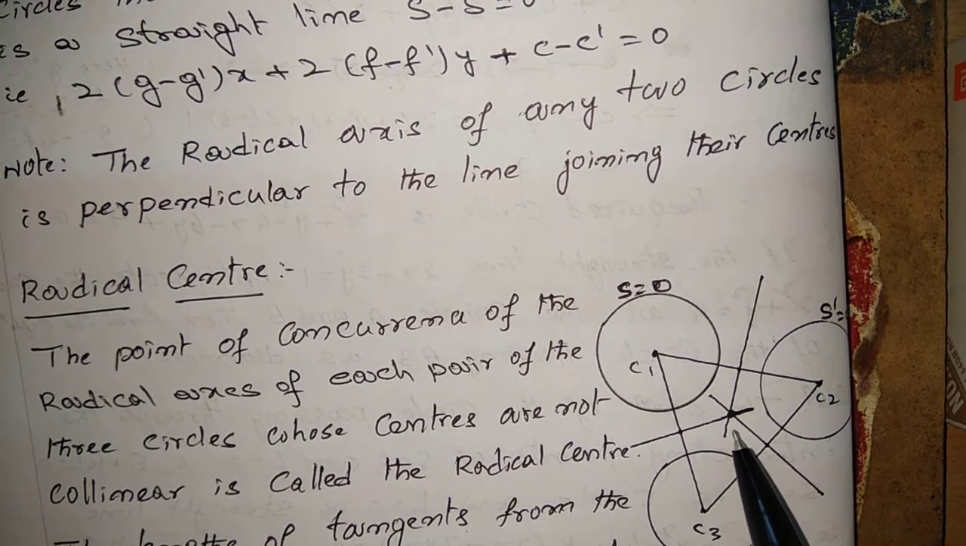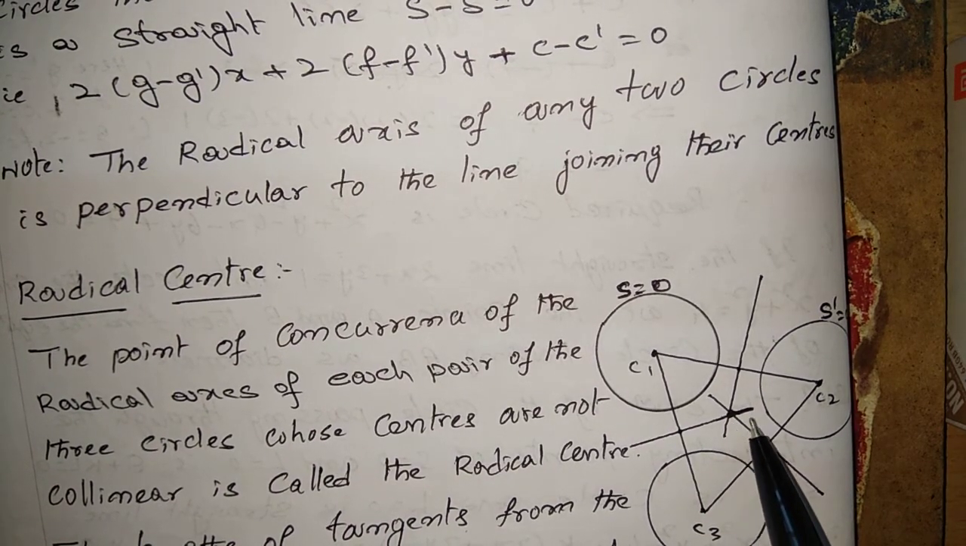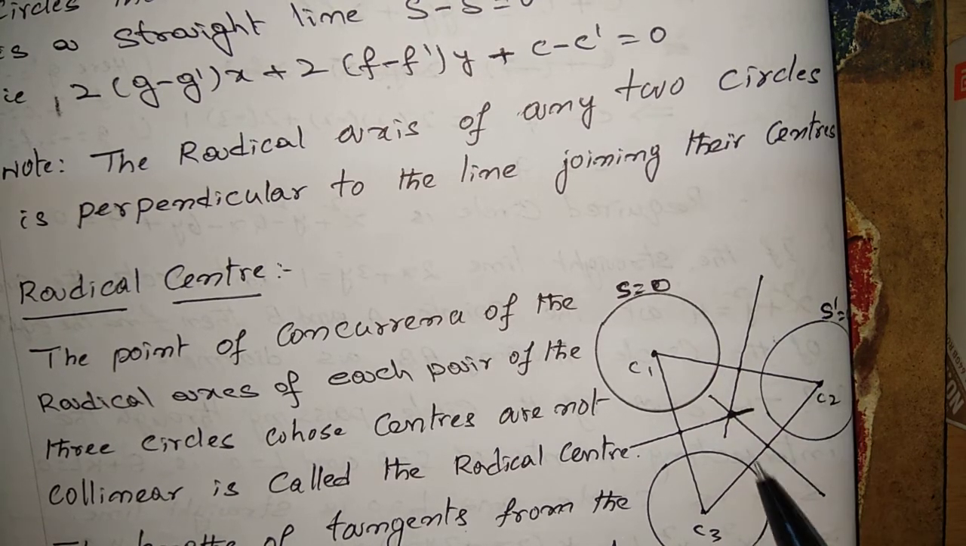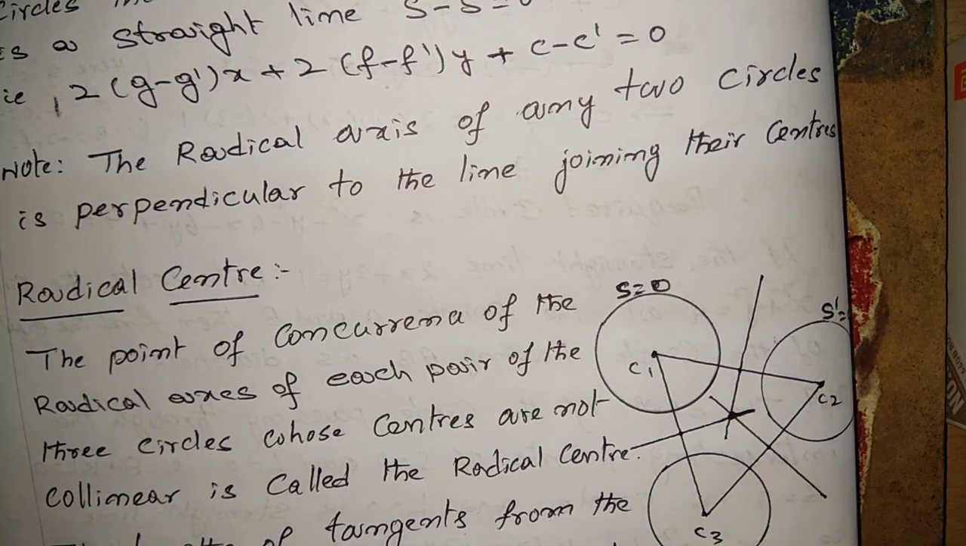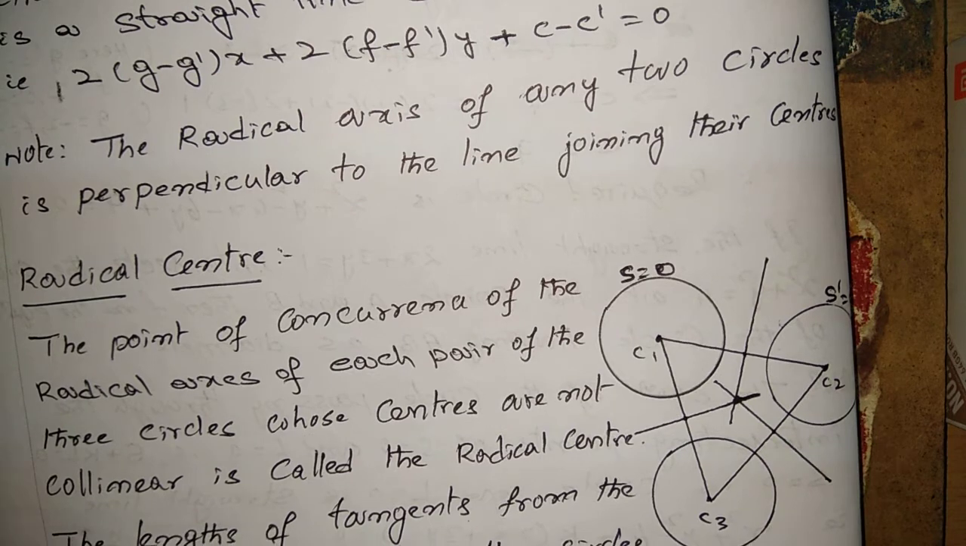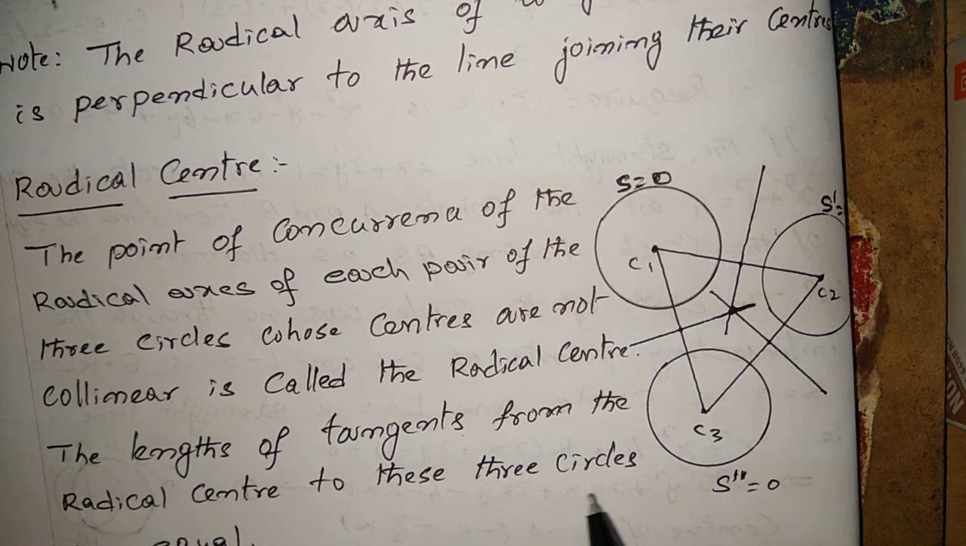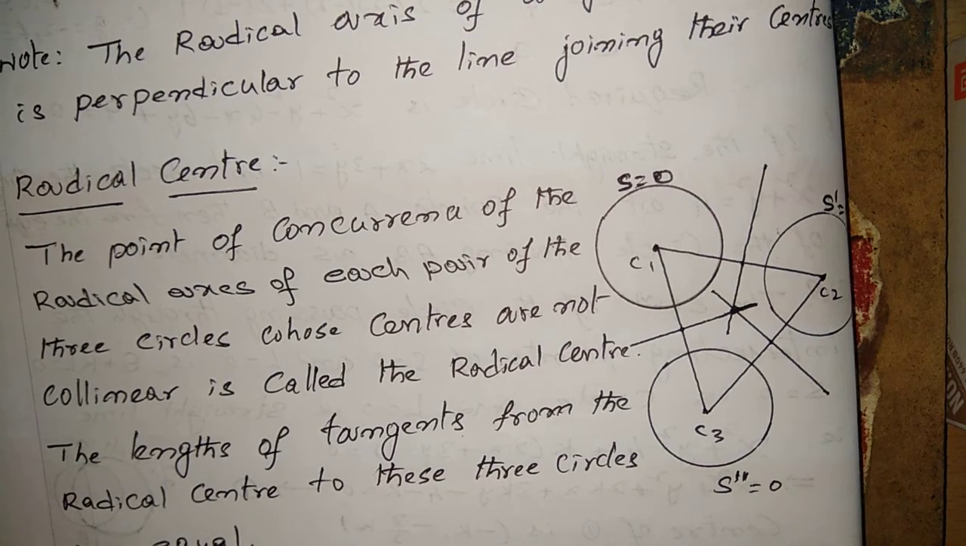If you draw tangents from this point to these three circles like this, like this, like this, these three tangent lengths are equal. The lengths of tangents from the radical center to these three circles are equal.